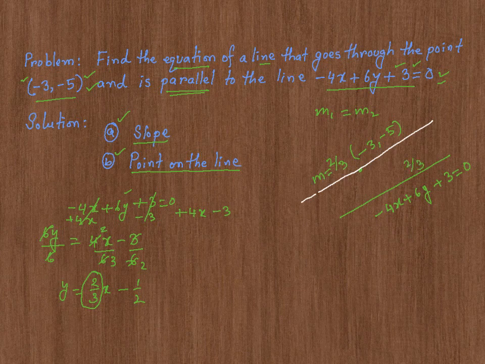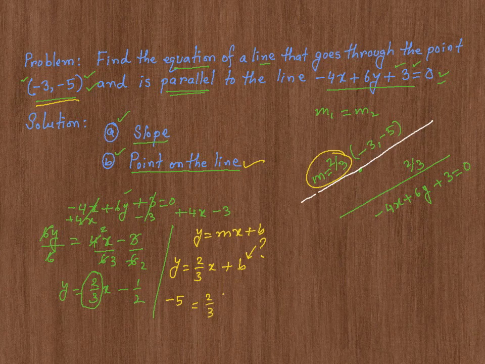Now we are going to use the slope-intercept form of a straight line, and it's going to be y is equal to mx plus b. My m is this number, so it's going to be y is equal to 2 over 3x plus b. Now we need to find b. What is b? That's where we use this point. That means negative 3 and negative 5. So I'm just going to put negative 5 for y. Negative 5 is equal to 2 over 3 times negative 3 plus b.